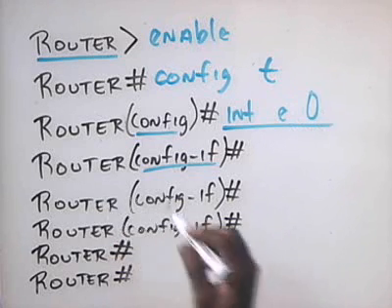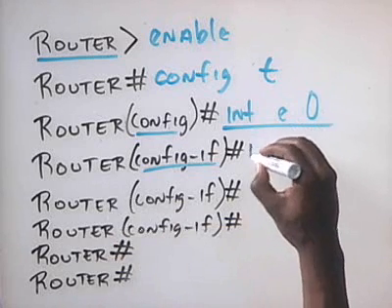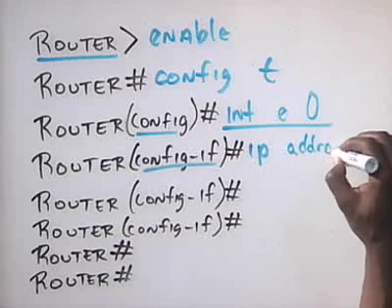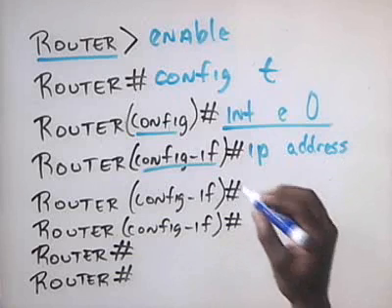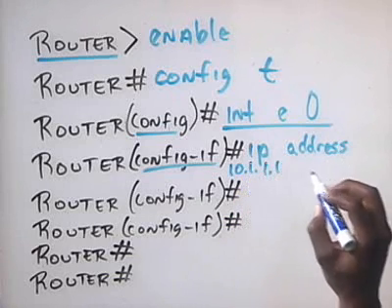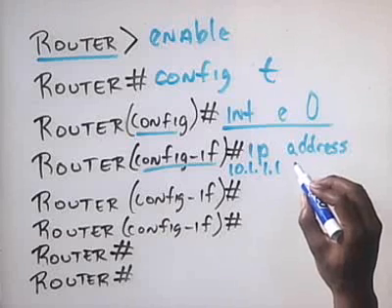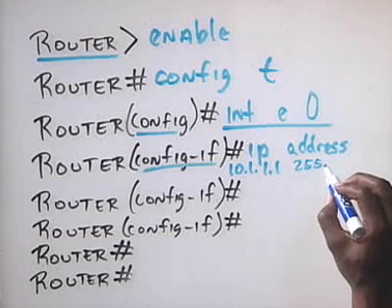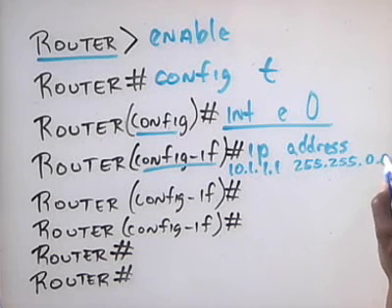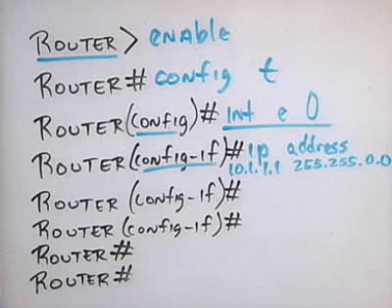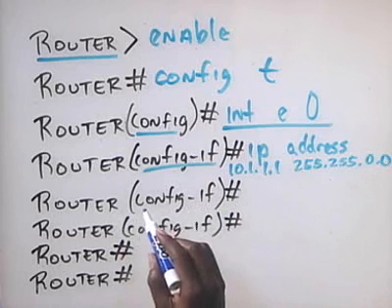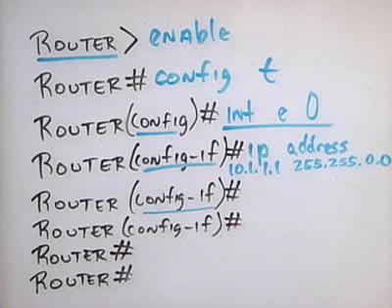For instance, in this example, we want to configure an IP address. So IP address 10.1.1.1, and then you indicate the subnet mask that you're going to use on that interface as well. Press enter. Notice we're still in interface configuration mode.